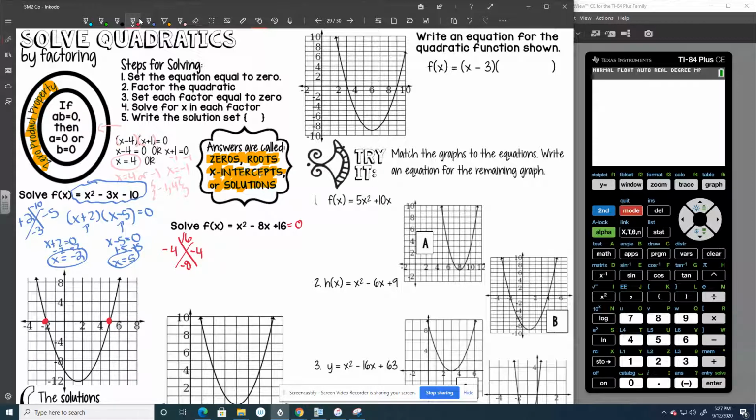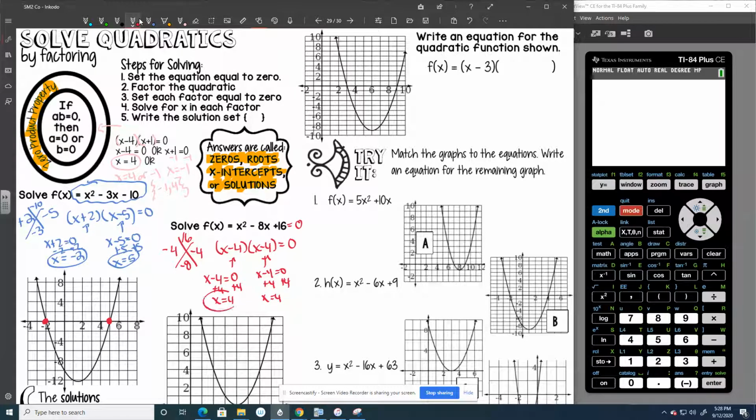I know they're both negatives because they times to a positive, and they add up to -8. So I've got -4 and -4. So what that means is I've got x minus 4 times x minus 4 equals 0. So this could be 0 or this could be 0. So x minus 4 could equal 0, which means when I add 4 to both sides, x just equals 4. But this one gives me the same thing. X minus 4 equals 0. So when I add 4 to both sides, I get x equals 4.